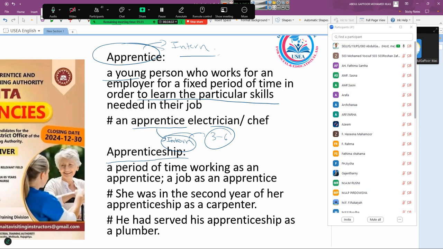Apprenticeship means a period, right? For example, a kind of probationary period. Probationary period means that during that time, they can assess your improvement in the particular job, right? So this is called apprenticeship, the period of time working as an apprentice. An apprentice electrician means an intern electrician, right? So he's just starting his career as an electrician or a chef, anything. Okay, right.